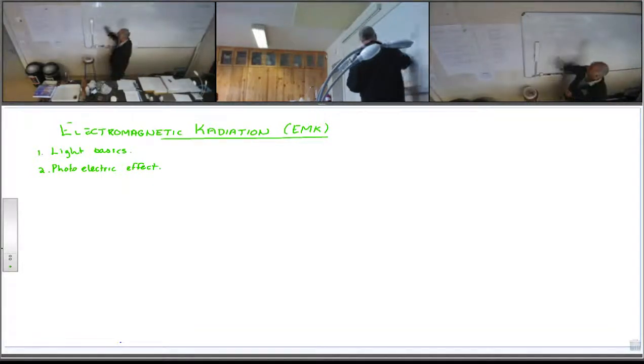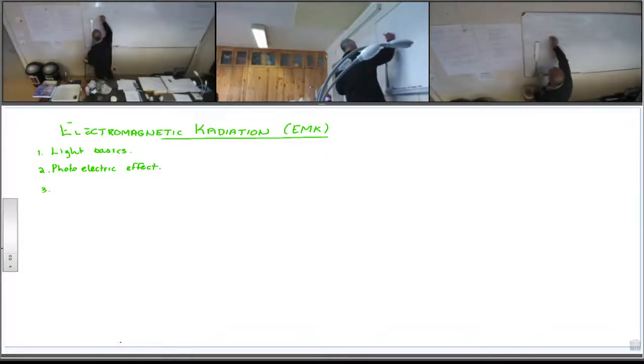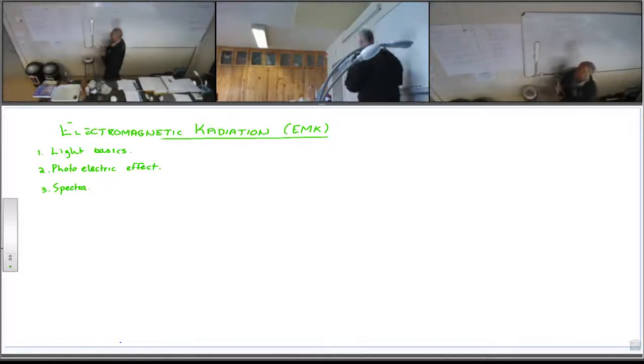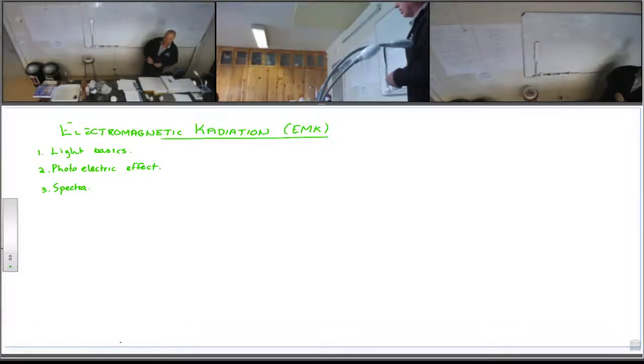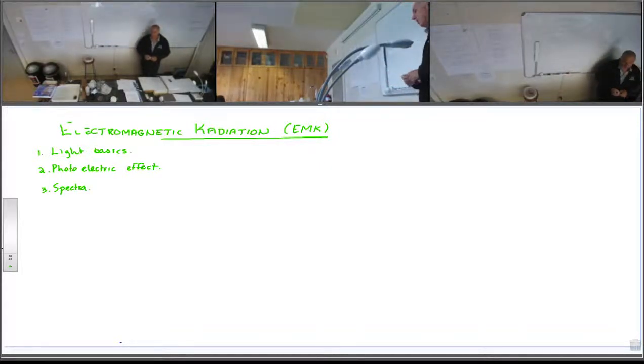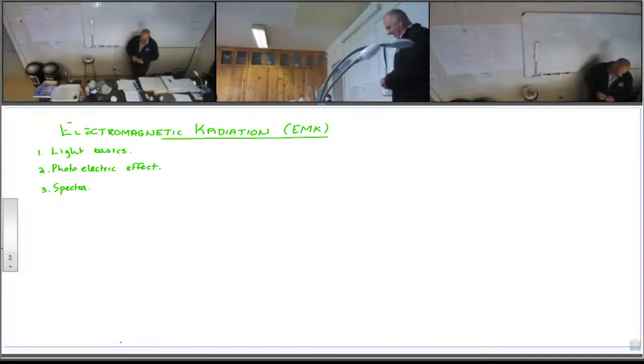And then the last section will be spectra. We've already dealt with two thirds of that earlier this year when we touched on spectra in the Doppler effect. So that really is what it is. We should hopefully be finished tomorrow or maybe Wednesday, which leaves us Thursday for revision. Isn't that nice?